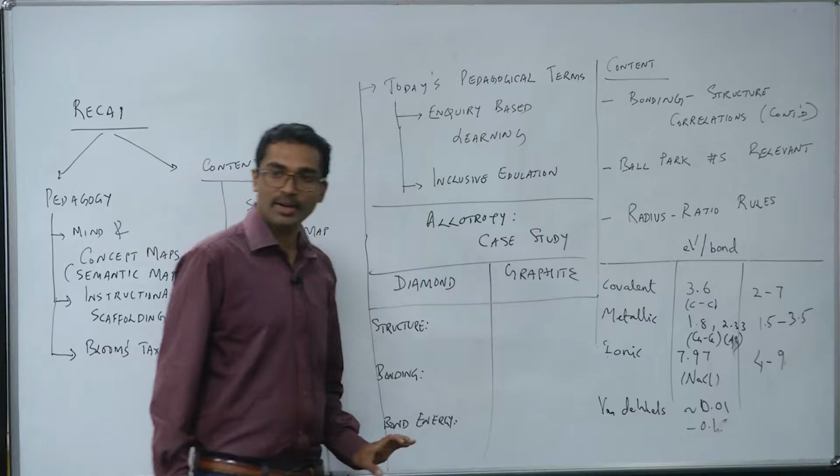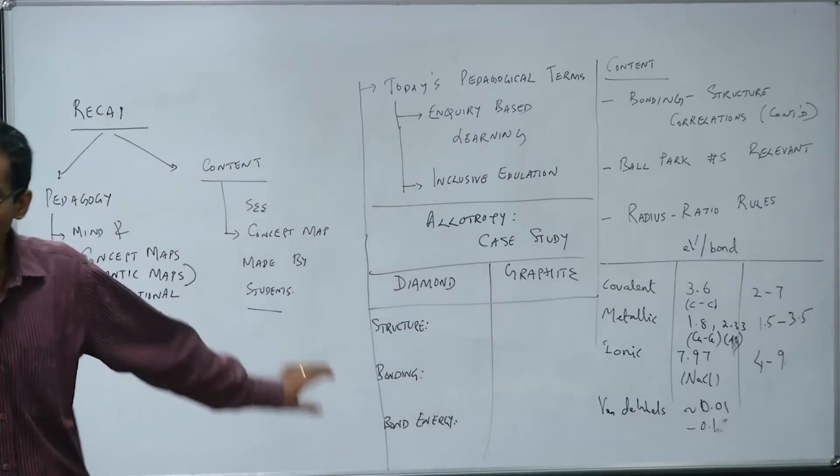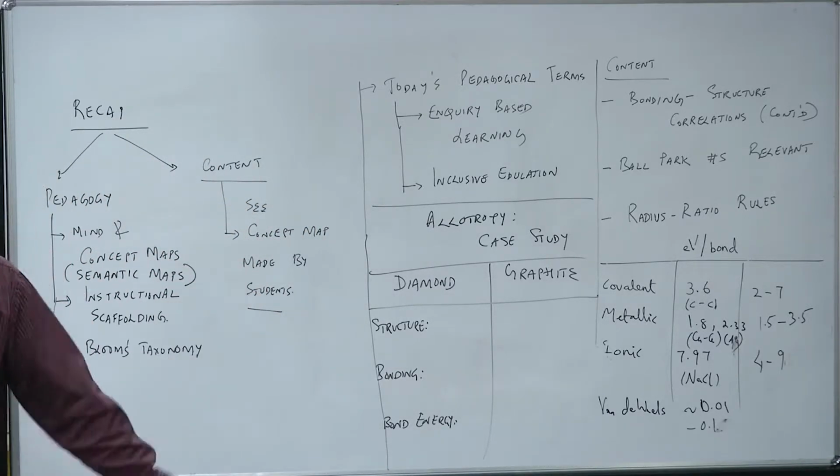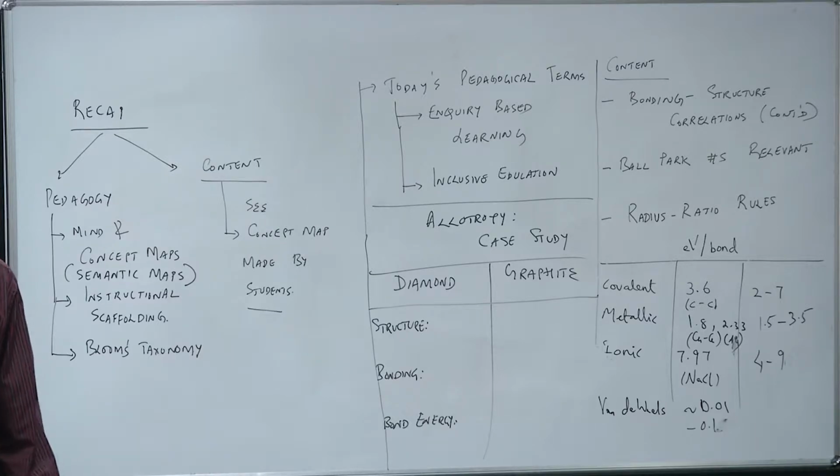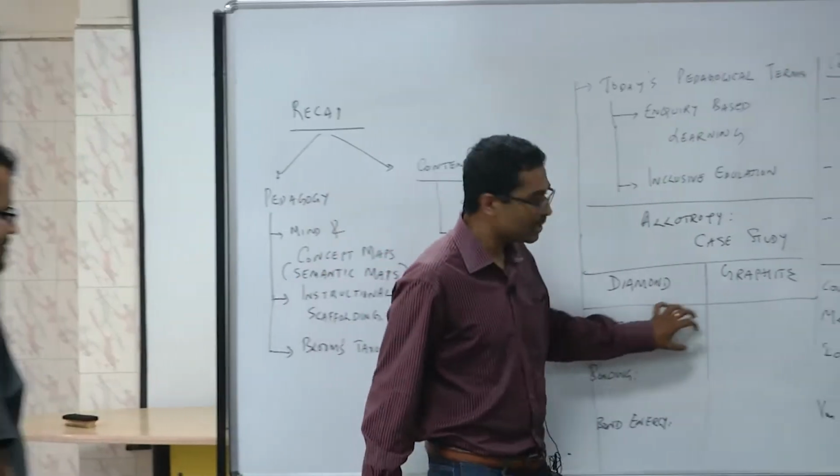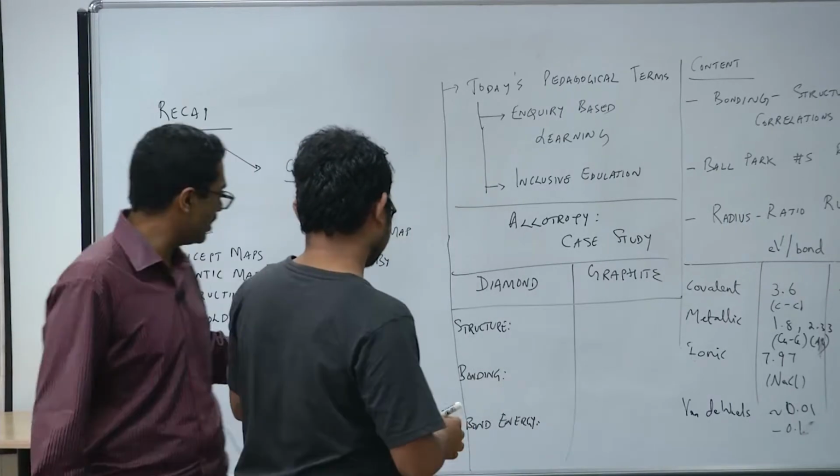Alright. So, can one of you volunteer? Bodhi, can you just draw the structure? Diamond versus graphite. You must have seen that, right? So, you can do structure, and then another person can come here and do bonding.